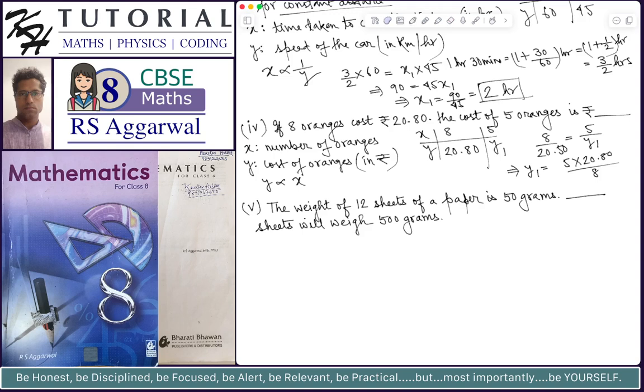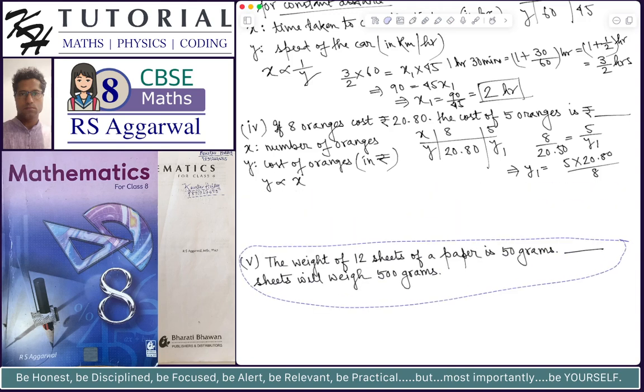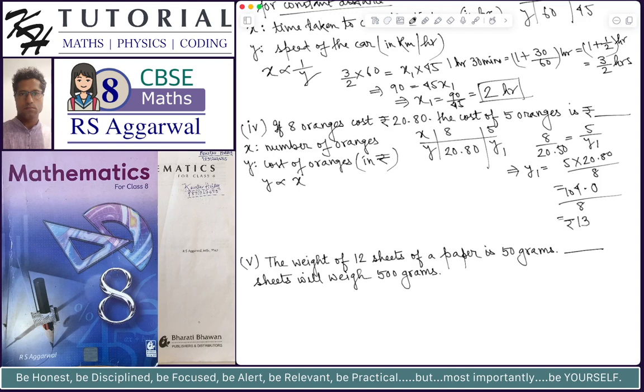Okay, so let's create some space. 5 multiplied by 20.8 is 104, divided by 8, which is equal to 13. So rupees 13. The cost of 5 oranges will be rupees 13.